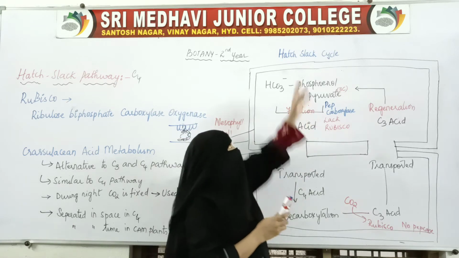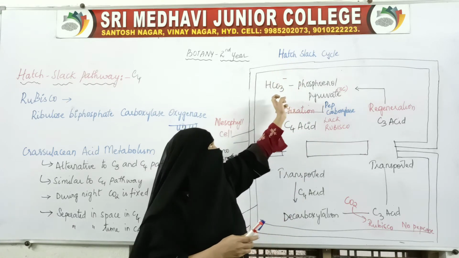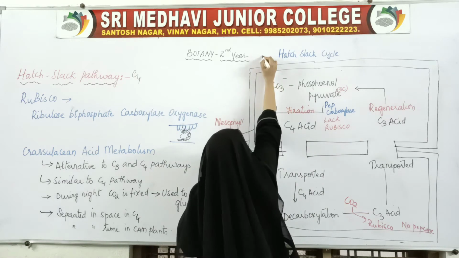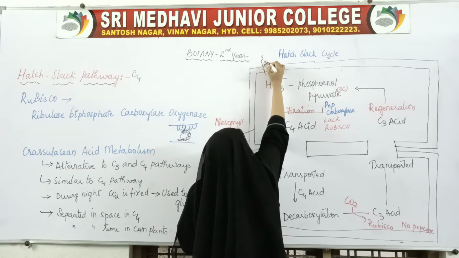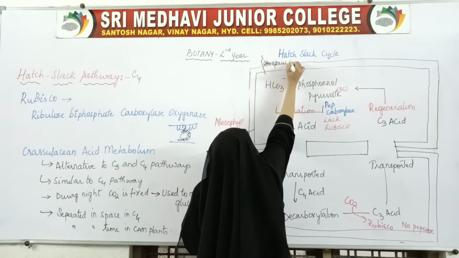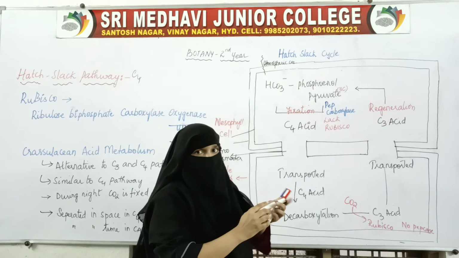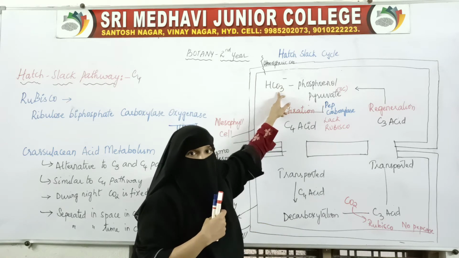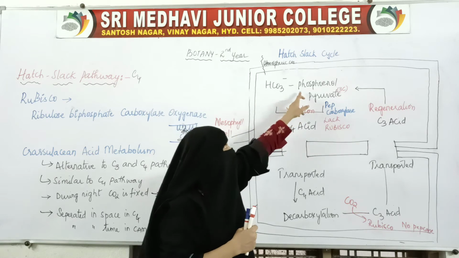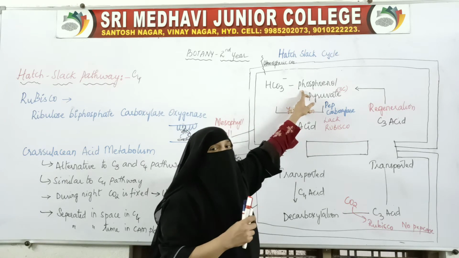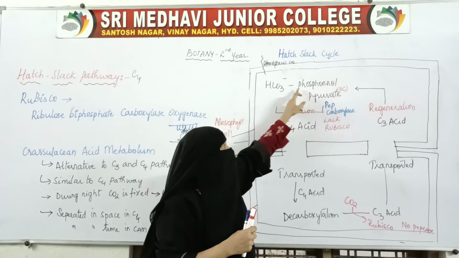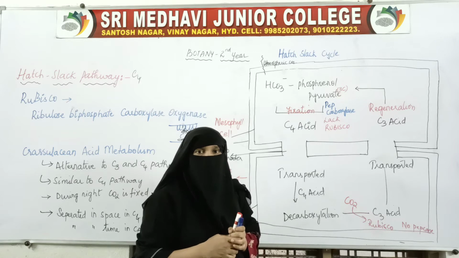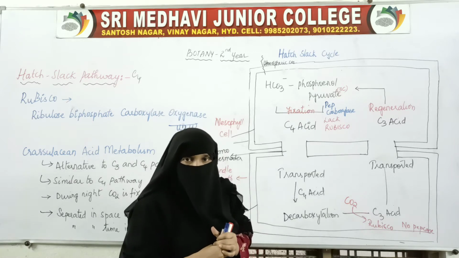So when atmospheric carbon dioxide comes, it enters the mesophyll cells in the form of HCO3. Now a 3 carbon compound is already present. What is this 3 carbon compound? It is phosphoenol pyruvate, and it will be already present in the cell.